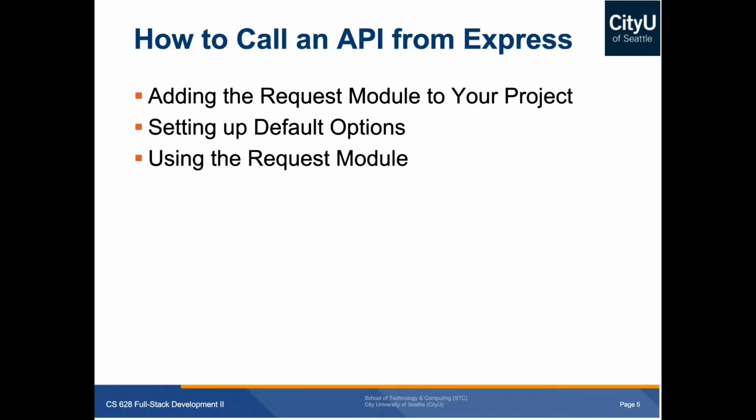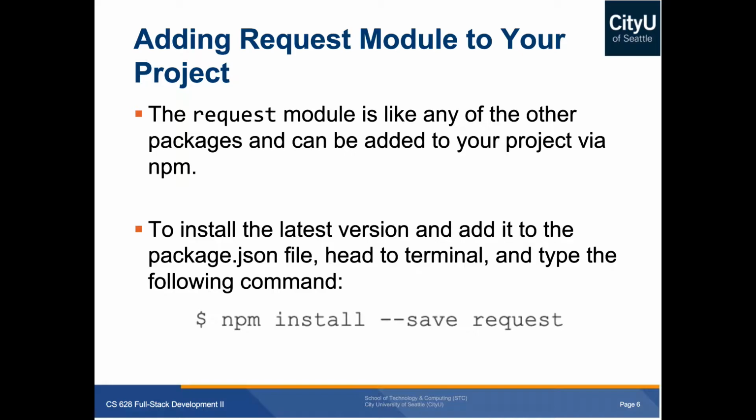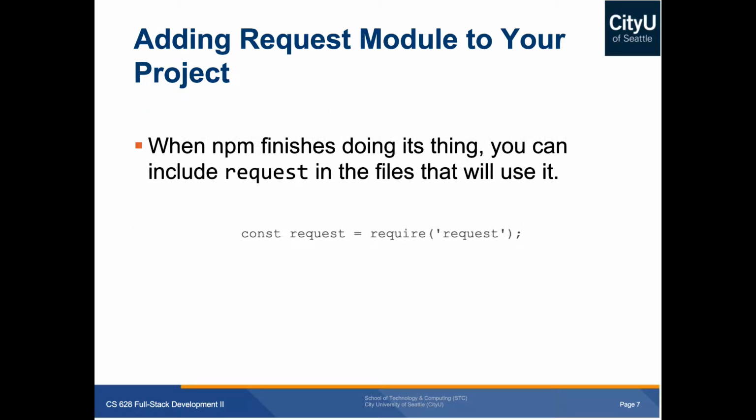Next, we'll focus on adding the request module to your project and setting up default options using the request module. The request module is like any other package, so it's an npm install again, via npm: npm install --save request, so it should be added to your dependencies in package.json. You could search for request in the npm library on Google to understand more of its functionality. Whenever we want to use it, we include it in our file.